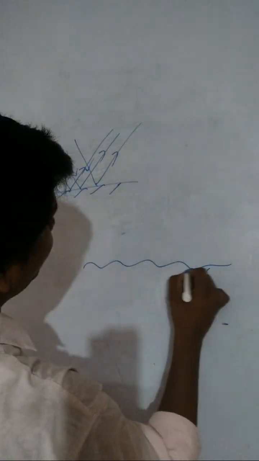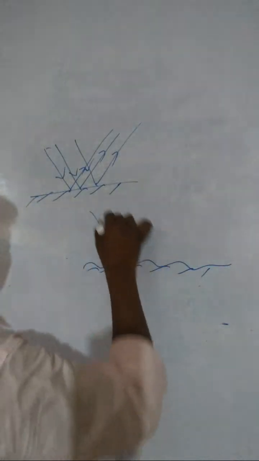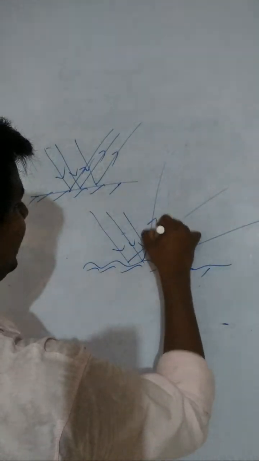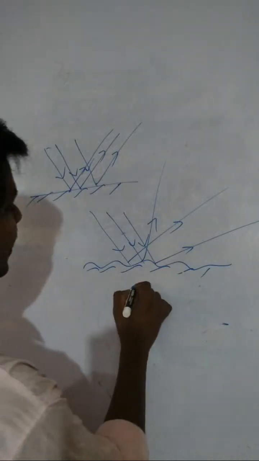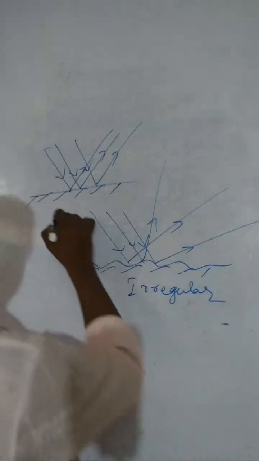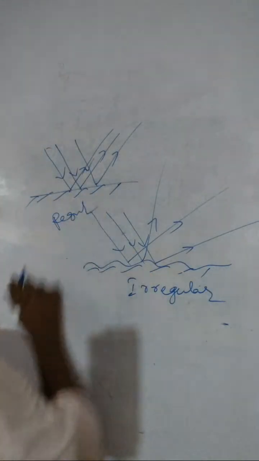If you take irregular reflection, when the light is incident on it, the incident beam is parallel but the reflected beams are not parallel to each other. This type of reflection is called irregular reflection. So this is the irregular reflection. So, understood?